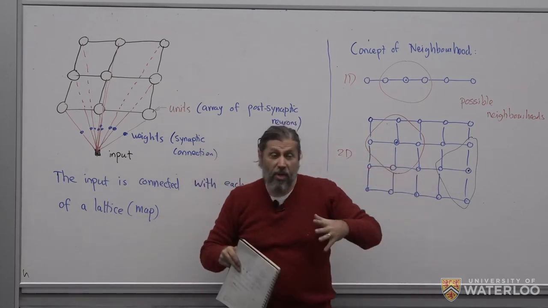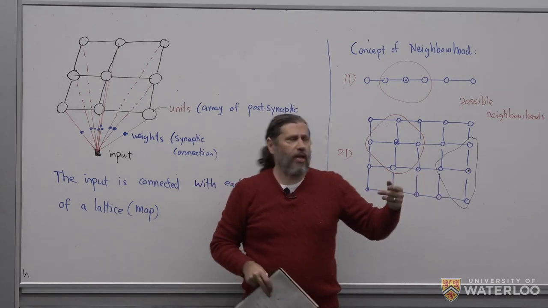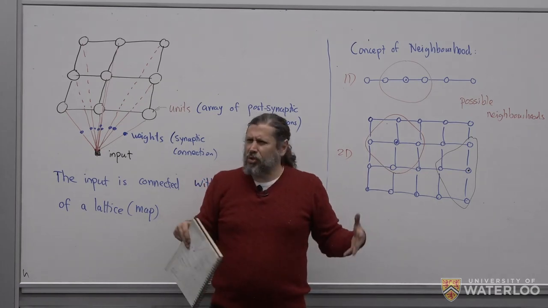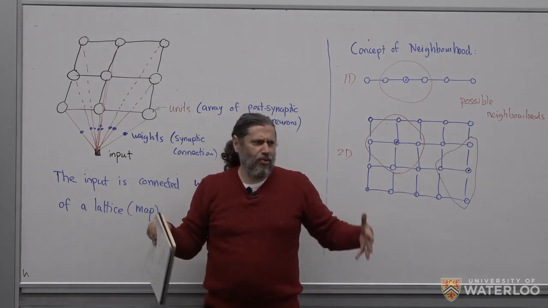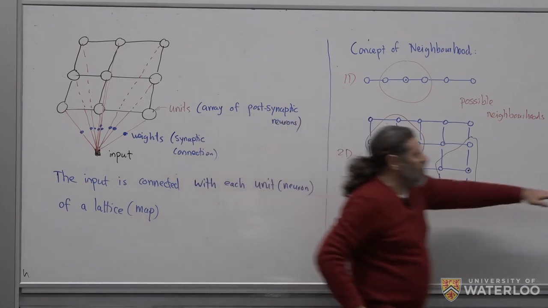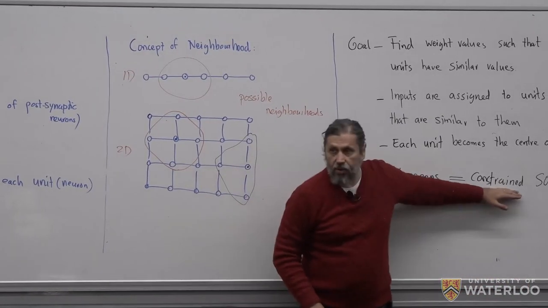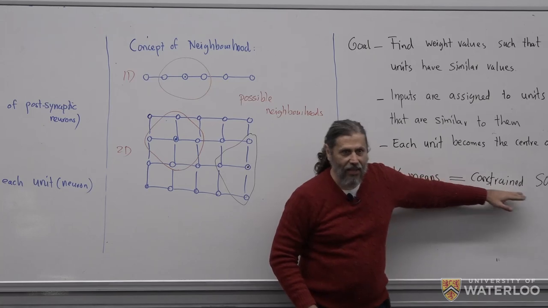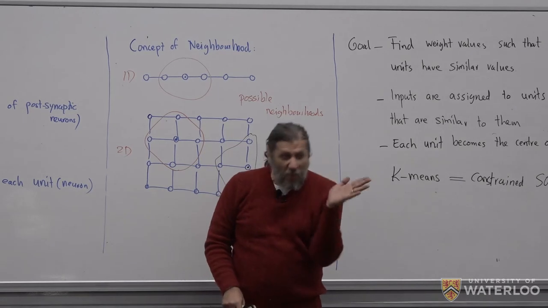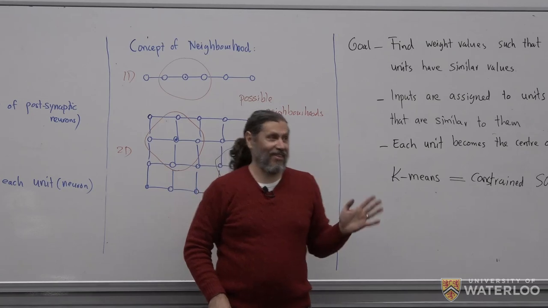So you need a bigger lattice to represent. If you are looking for two clusters, you cannot have just two neurons here. You need maybe 10. If you are looking for 10 clusters, you may be needing 100 neurons. So the size of the map becomes an issue. But fundamentally, K-means is when you nail down your averages, and then you get SOM. But SOM is much cooler than K-means. You can visualize it. It's fantastic.